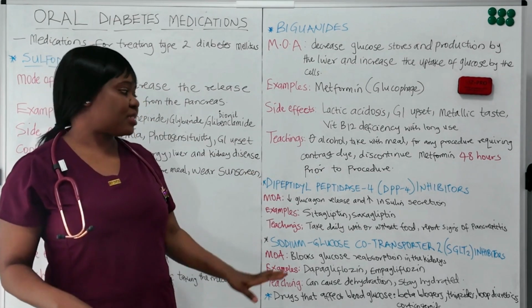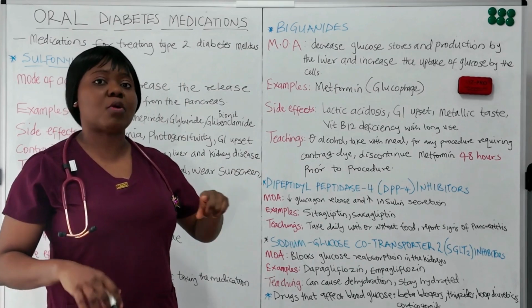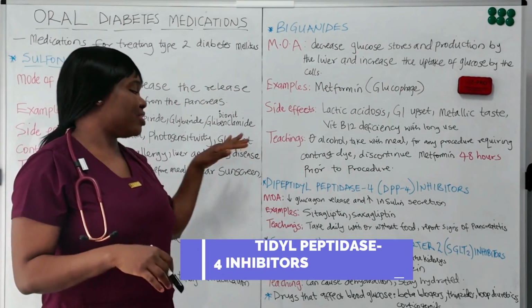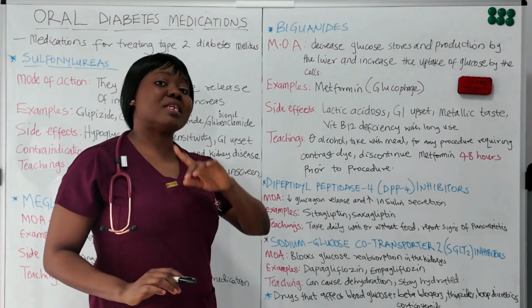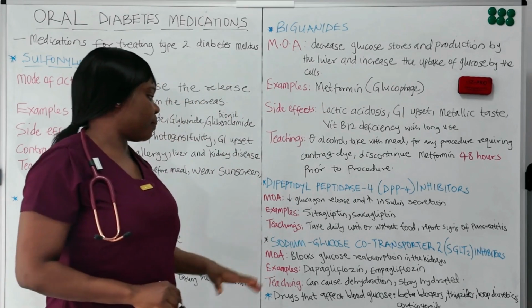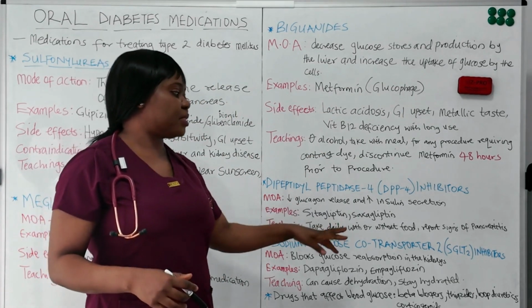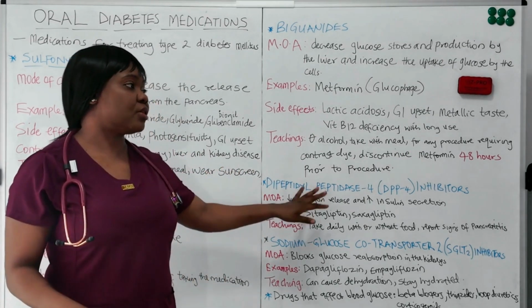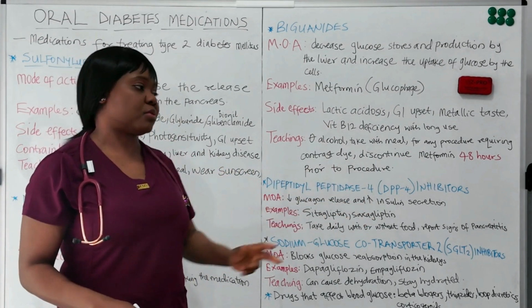Now, the next class is what we call DPP4 inhibitors. This group of medication, the mode of action is decreasing glucagon release and increasing insulin secretion. Examples are sitagliptin, saxagliptin, all those medications that end with gliptin. They are in the group of DPP4 inhibitors.